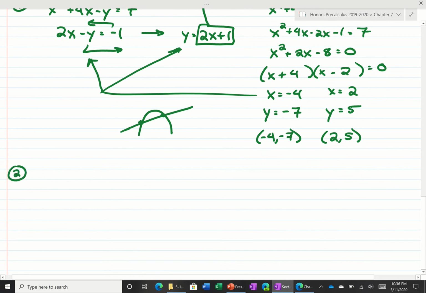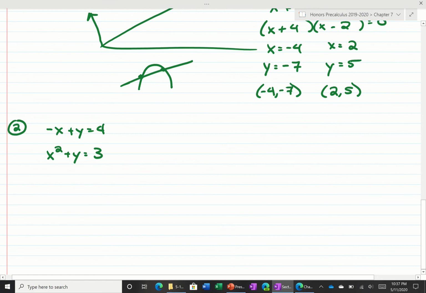And then our last nonlinear system would look like negative x plus y is equal to 4, and x squared plus y is equal to 3. So again, we could use elimination or substitution. We could multiply to get rid of the y's, or we can get y by itself and then substitute in here. It doesn't matter which way we do it, so I'll just choose to do elimination. I'll multiply this top equation by negative 1, and we get x minus y is equal to 4, and we get x squared plus y is equal to 3.